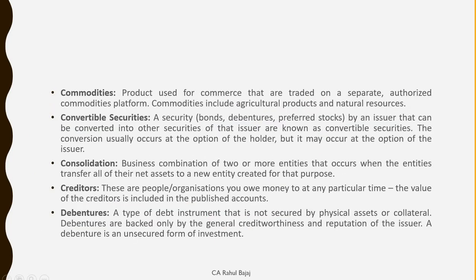Commodities means products used for commerce that are traded on separate authorized commodities platforms. Commodities include agriculture products as well as natural resources. So we have soya seed, all pulses, then copper, steel, all metals, etc.